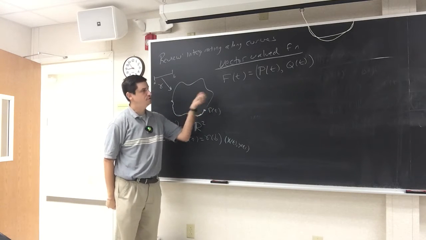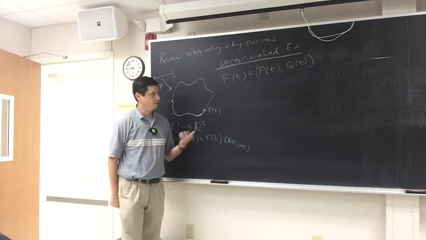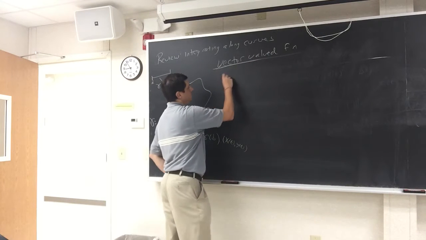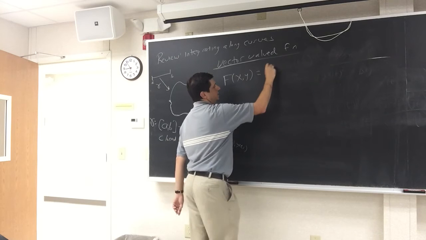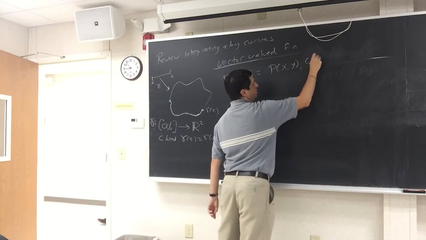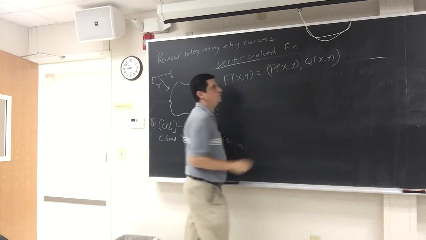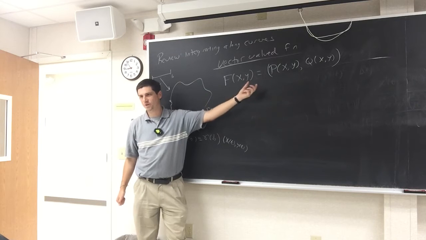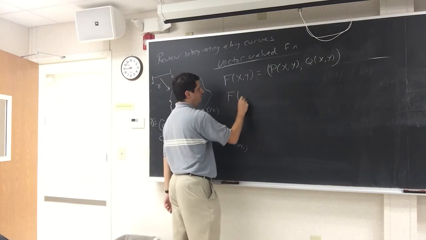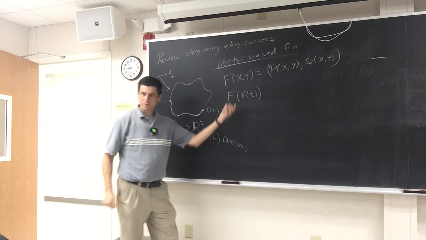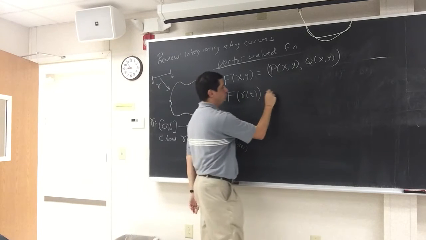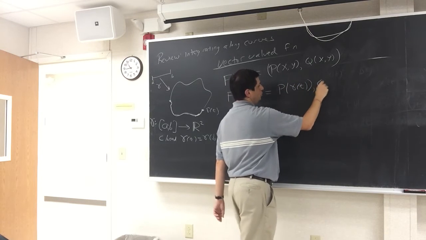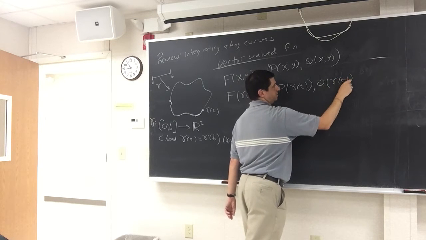But I want a function of 2 parts. If I'm doing things in a plane, maybe I write big F of xy is p of xy, q of xy. You give me a point in the plane, and I have my east-west component of my function, my north-south component. Now I can look at f of gamma of t, because gamma of t gives me a point in the plane. And this will be p of gamma of t, q of gamma of t.